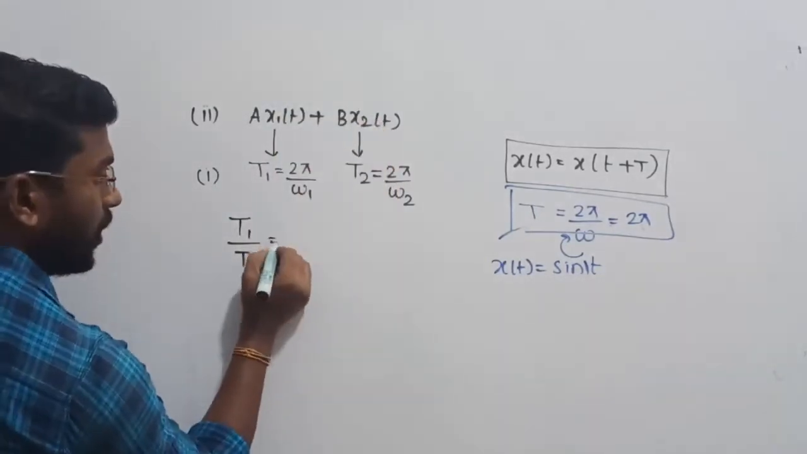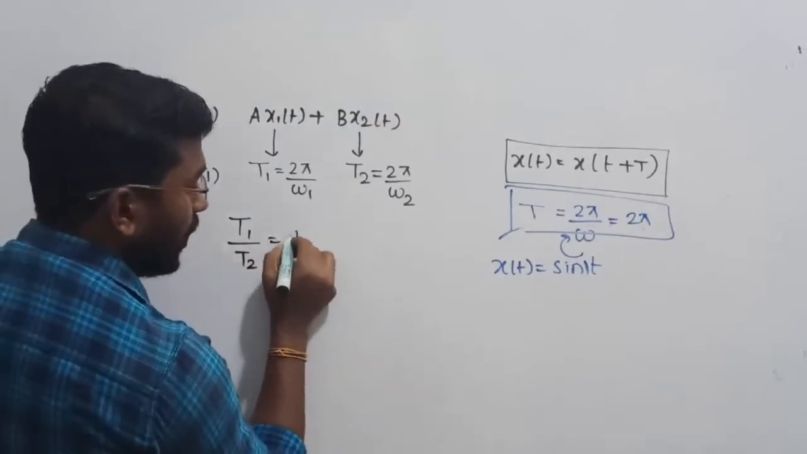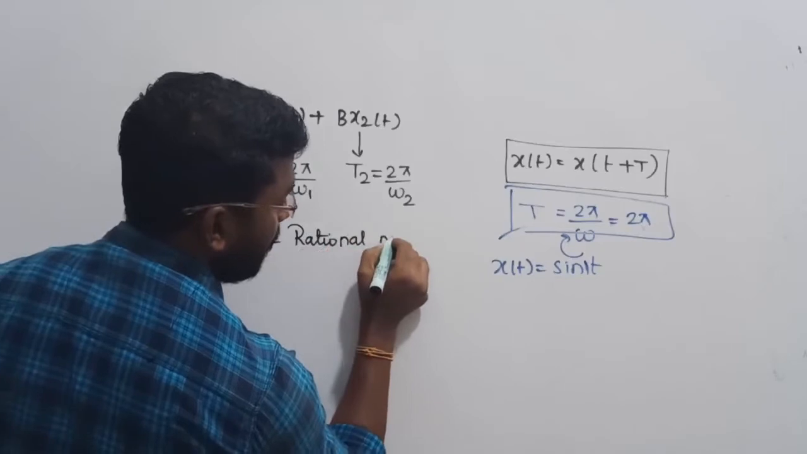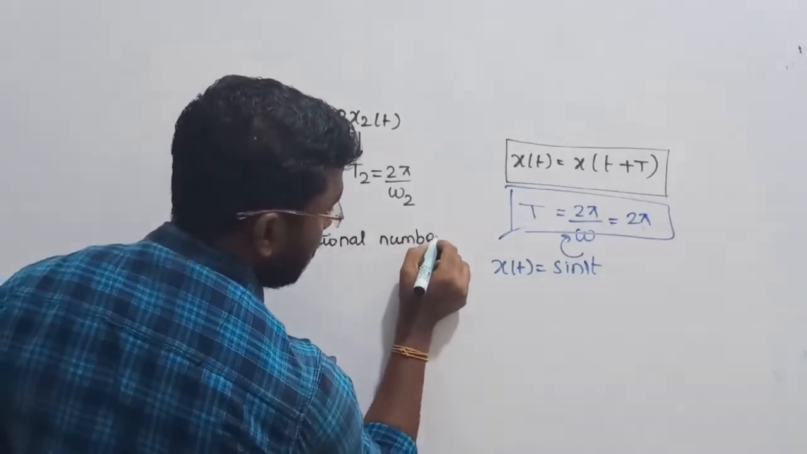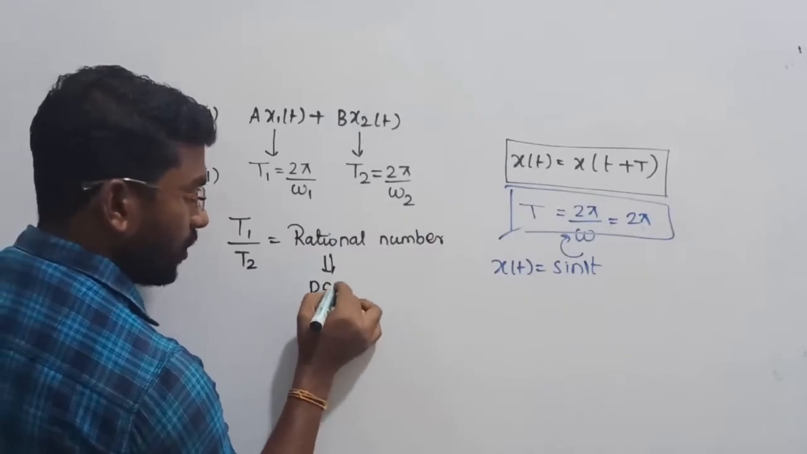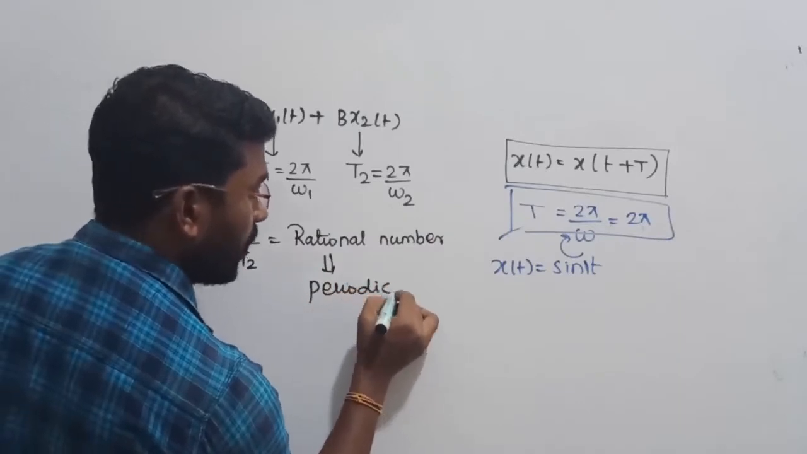So then what will happen? When you take the ratio of T1 to T2, if the resultant number is a rational number, then the given signal is said to be a periodic signal.